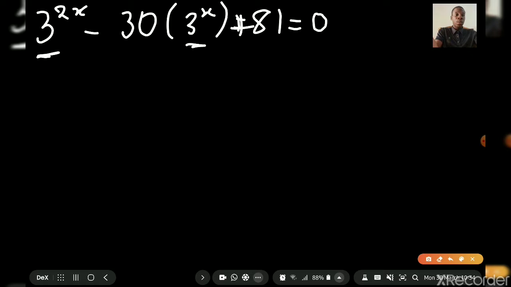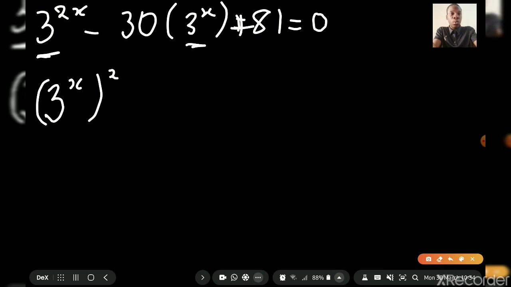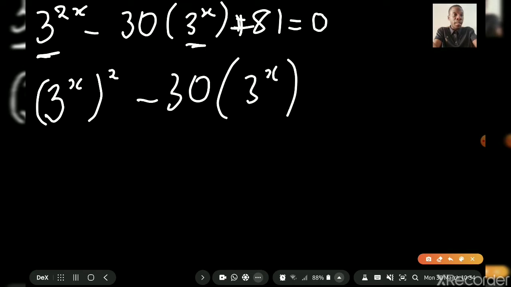So what I'm going to do is rewrite the equation in the form of 3 raised to the power x. What I mean by that is that this 3 raised to the power 2x, using the power law, can be written as (3 raised to the power x) all raised to the power 2, minus 30(3 raised to the power x) plus 81 is equal to 0.